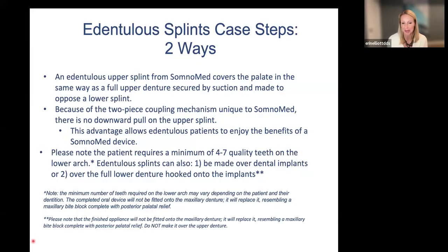Somnomed says there's a minimum of 4 to 7 quality teeth, but if we use edentulous splints, we can make it over the implants themselves, and I'm going to show you both ways, or over the full lower denture that hooks onto the implants. Kind of your choice, patient's choice, you and your lab's choice, but you'll see both ways.